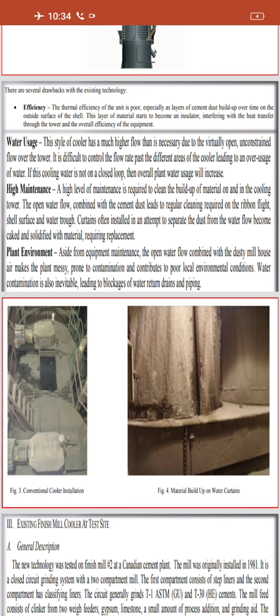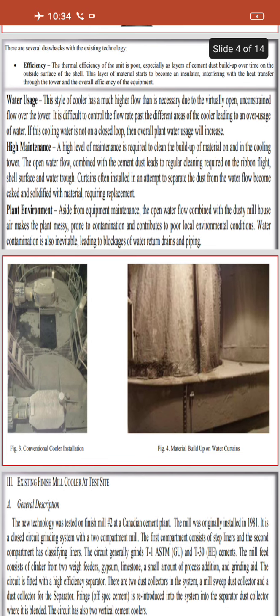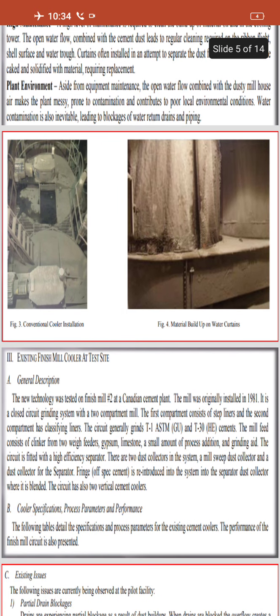Efficiency. The thermal efficiency of these units is poor. A layer of cement dust builds up over time on the outside surface of the shell. This layer of material starts to become an insulator, interfering with the heat transfer through the tube and the overall efficiency of the equipment. Water usage, high maintenance, plant environment.